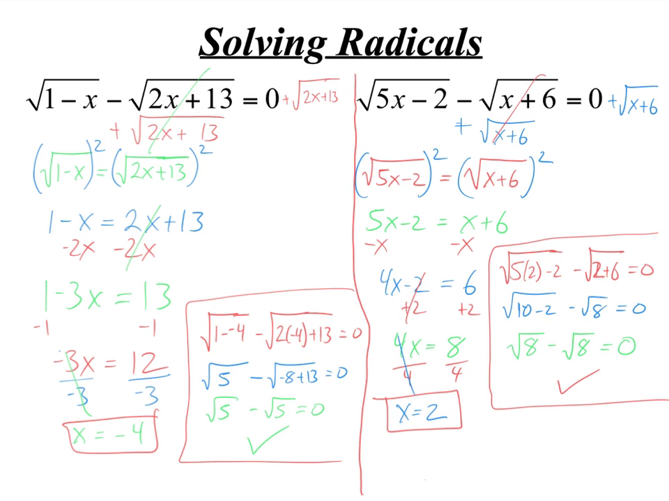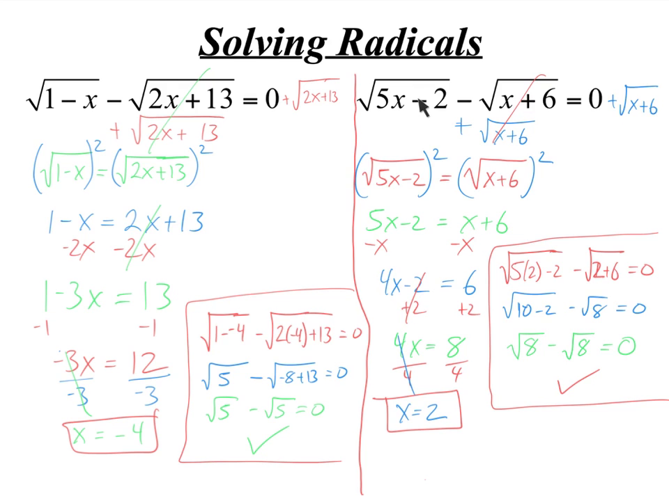Now you have to check to make sure it's not extraneous. When you put negative 4 in there, I did it right here, that becomes 5. That becomes negative 8. Plus 13 is 5. And the square root of 5 minus the square root of 5 is 0. So we're good, so that is our answer.